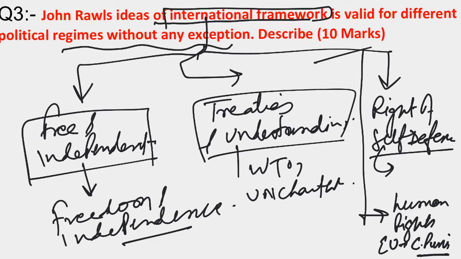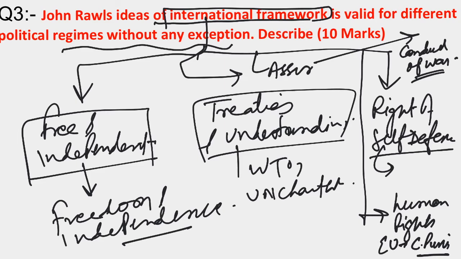OK, and then lastly, you can also talk about that there should be certain restrictions in the conduct of war, and states should assist or cooperate with each other. And now you can talk about climate change, terrorism, nuclear proliferation, where the states need to cooperate. Now this question becomes very easy to address. There is nothing to be related to John Rawls.